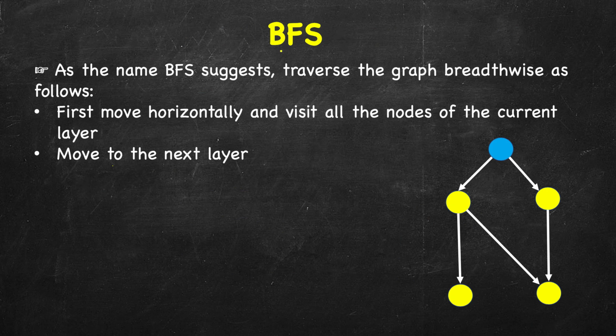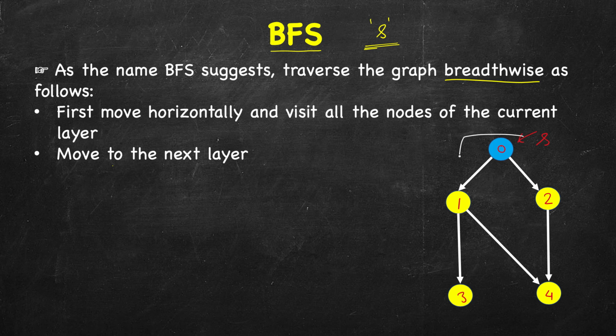BFS means breadth first search, and as the name says, we traverse the graph breadth-wise. First move horizontally and visit all the nodes of the current layer, and then move to the next layer. There is a notion of a starting node in the traversals. We generally denote it with small s. In code, it will be some value like 0, 1, 2 for each node. So let's say this is node 0, 1, 2, 3, 4. And we start from here. This is our starting node.